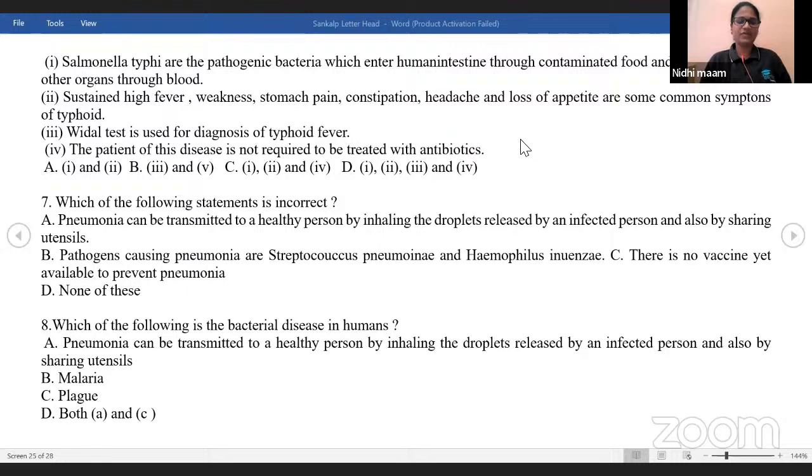Swati answered it. Fine. So option C, that is Salmonella typhi are pathogenic bacteria. This is a right statement. Sustained high fever. This is a right statement. Then fourth one, the patient of this disease is not required to be treated with antibiotics. This is a right statement. Vidal test is used for diagnosis of typhoid fever.